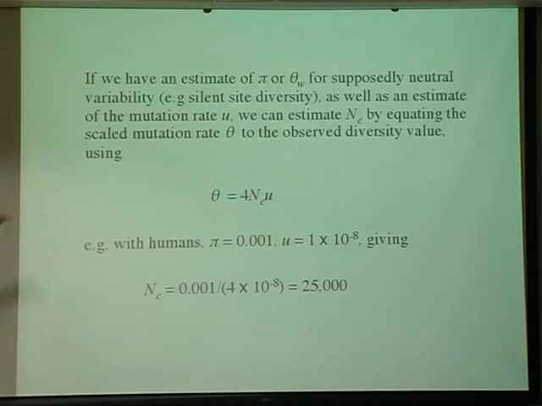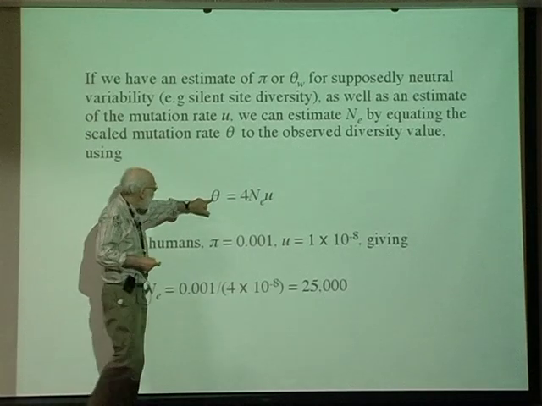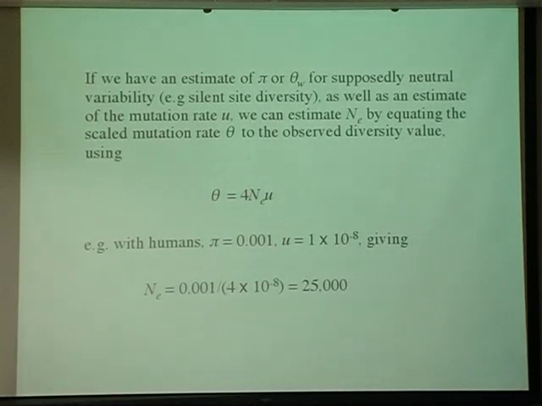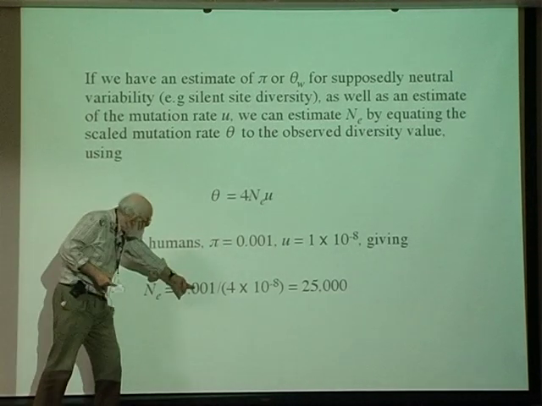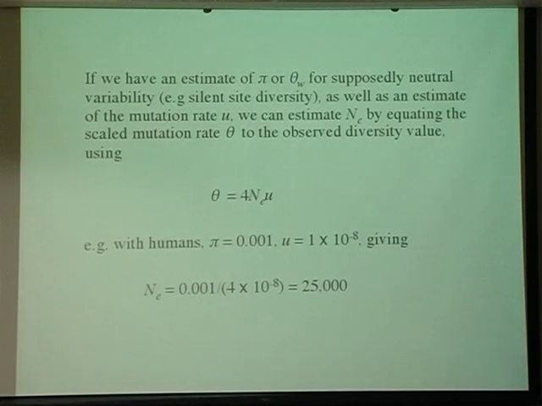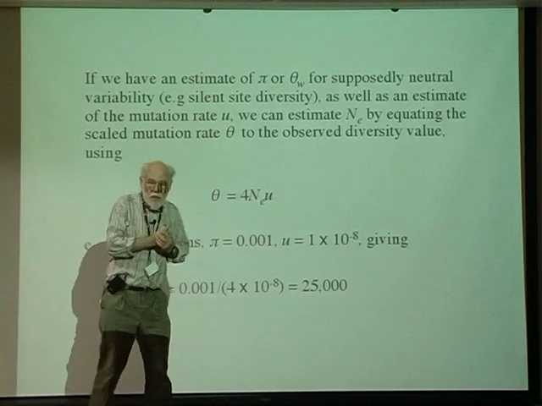So we can then turn this equation upside down. We know this. We know this. So theta is equal to 4Ne times u, so Ne is 0.001 over 4 times 10 to the minus 8. That comes out at 25,000. So that's an estimate of the current effective population size of the humans.